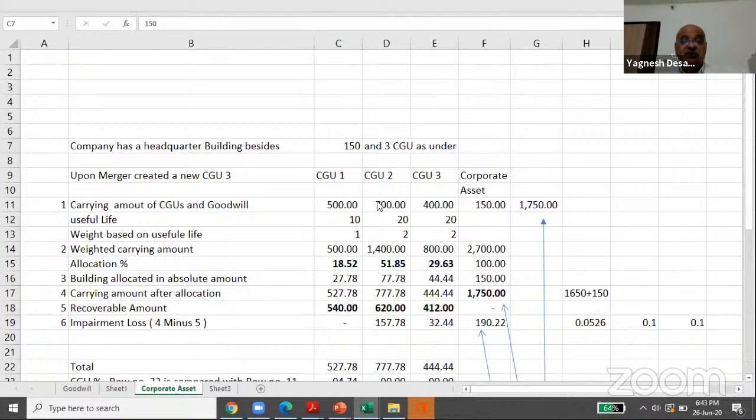All right. So this is unit number 1, 2, and 3. CGU1, CGU2, CGU3. Okay, this is corporate asset. It is not generating a separate revenue, but what is the basis for the allocation of this? The basis कुछ ऐसा है. The useful life of this is 10, 20, 20. So पहले तो हम, आजकल जो नया फैशन है ना, let's be on the same page.